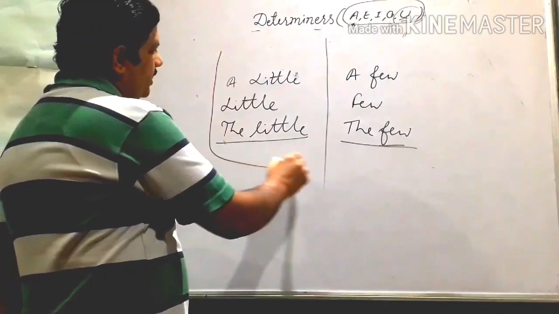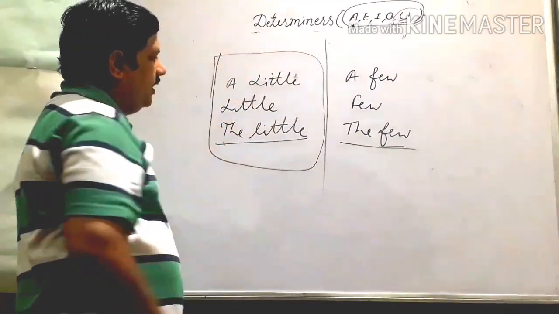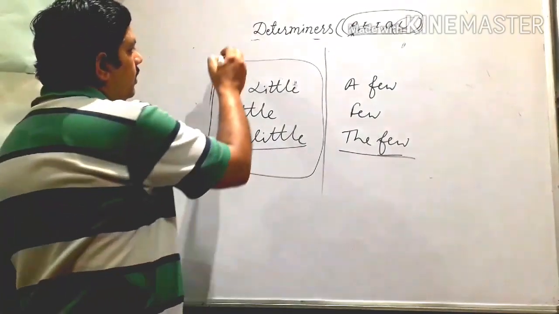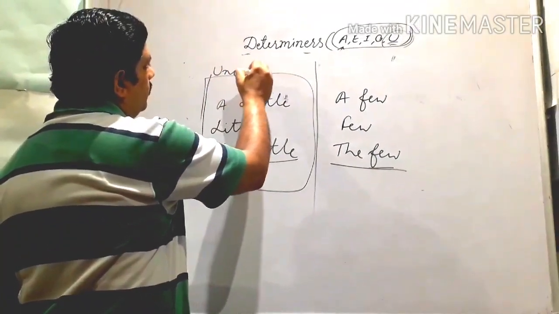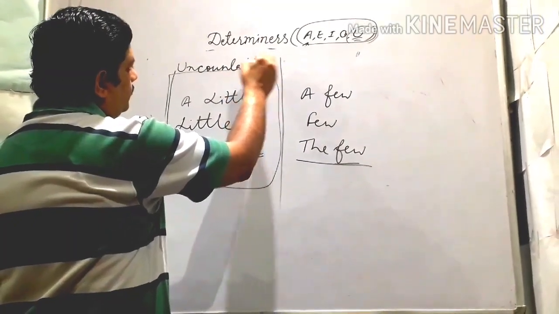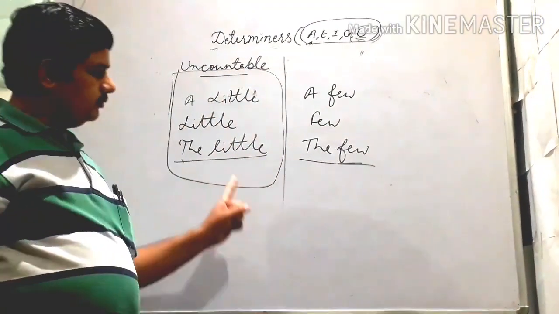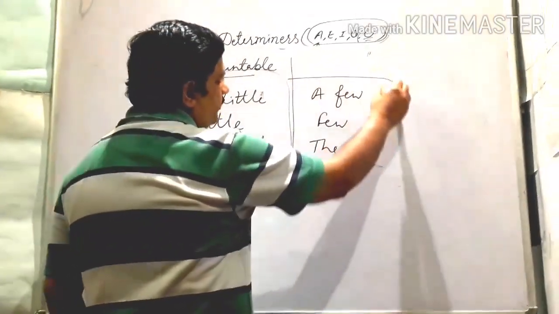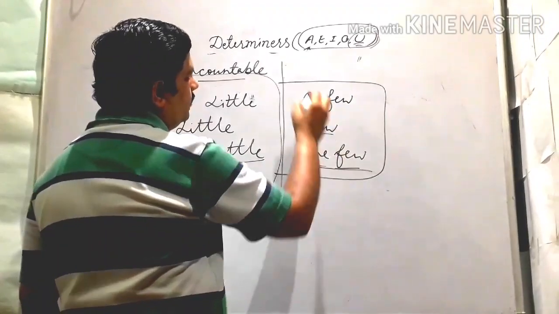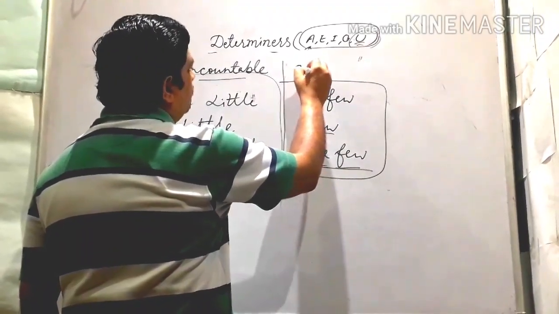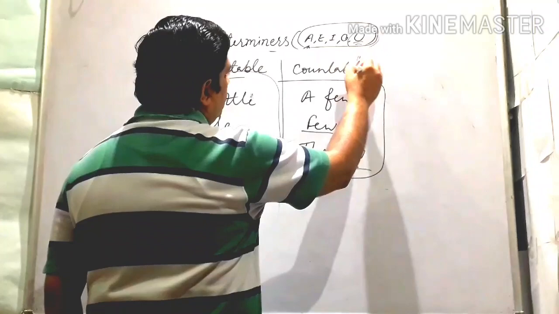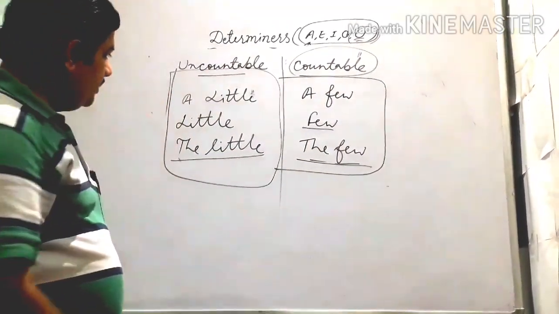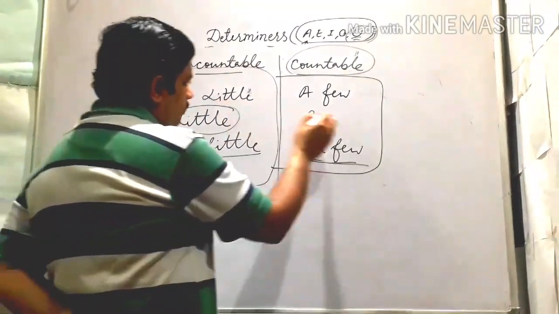This particular series that you can see here, a little, the little, we use for uncountable nouns. One thing that differentiates these three from these: this series that we have, a few, few, and the few, is for countable nouns. Okay, so listen, we start with little and few.